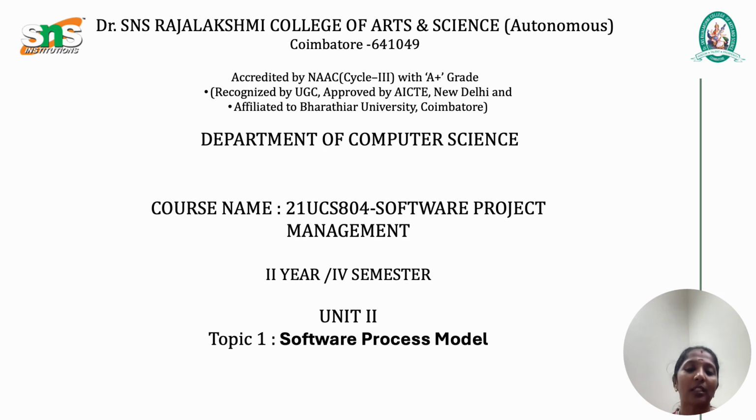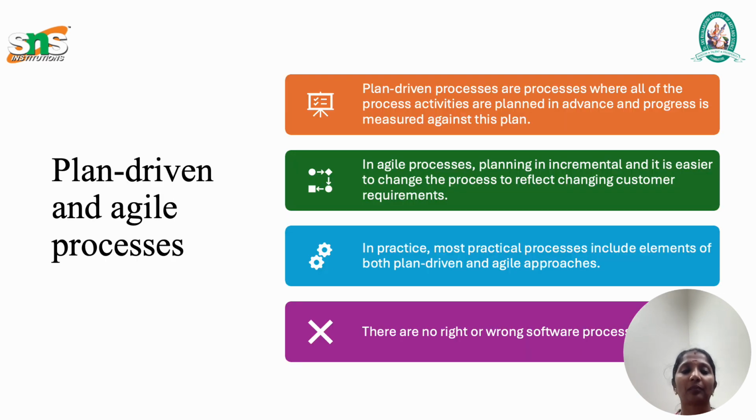Today we are going to discuss software process models. Before I start, we should first know about two things: the plan driven process and the agile process. What do you mean by plan driven process? It means all the activities are planned in advance and we have to measure the progress against each phase. That comes under the plan driven process.